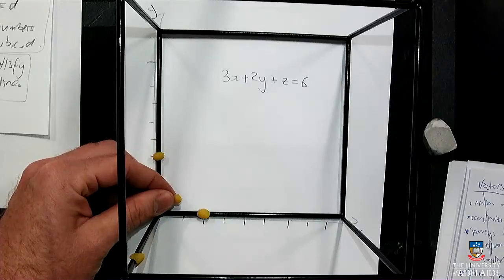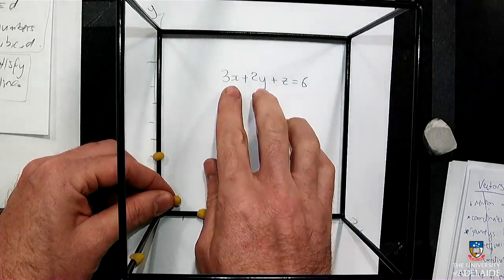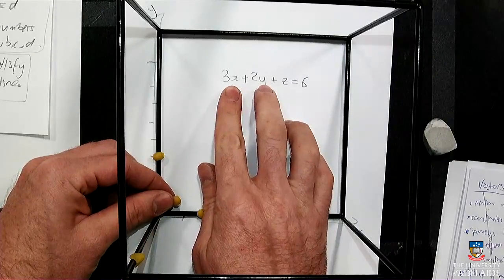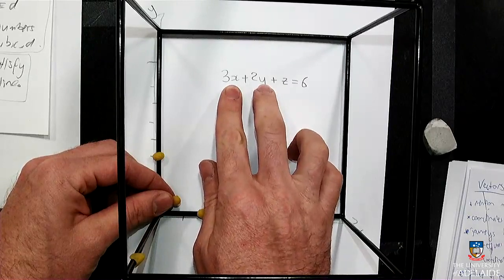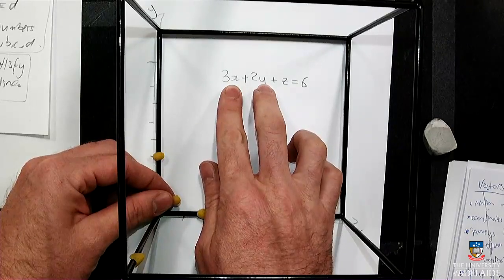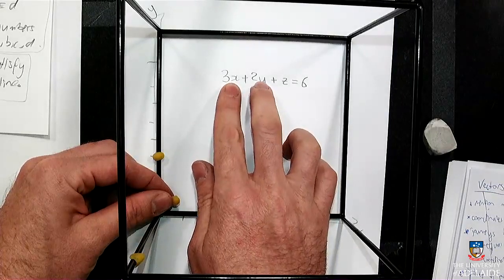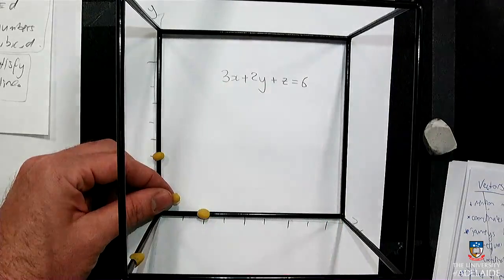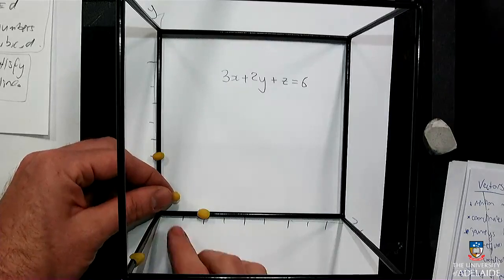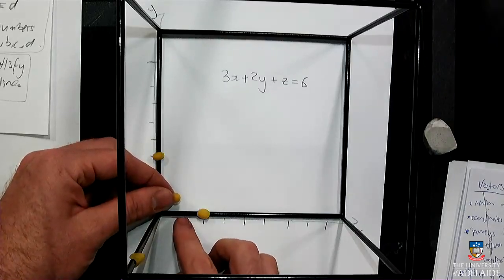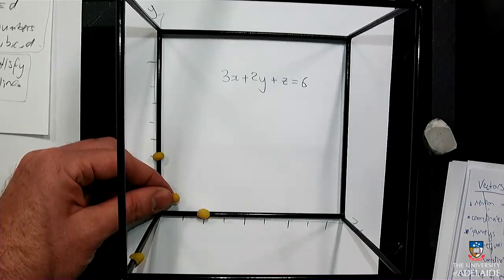All right. And if the x was 1 and the y was 2, then that would be getting us up to 5. That would be getting us up to 7. So the z would have to be minus 1. That would be under the plane. 1, 2. That would be down there.